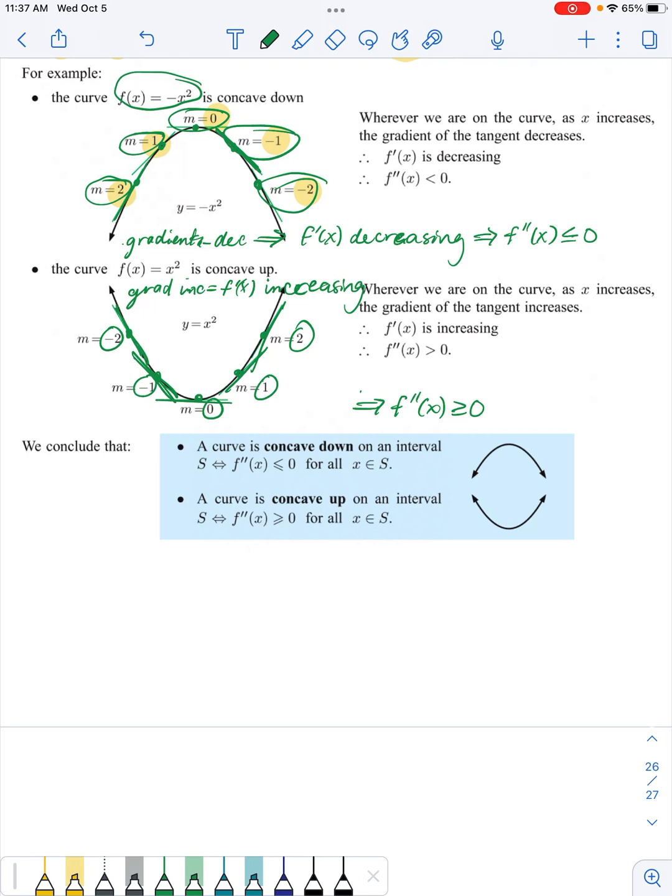So that is summarized right here in this blue box. A curve is concave down if and only if the second derivative is less than 0 on that particular interval, and a curve is concave up on an interval as long as the second derivative is greater than or equal to 0.